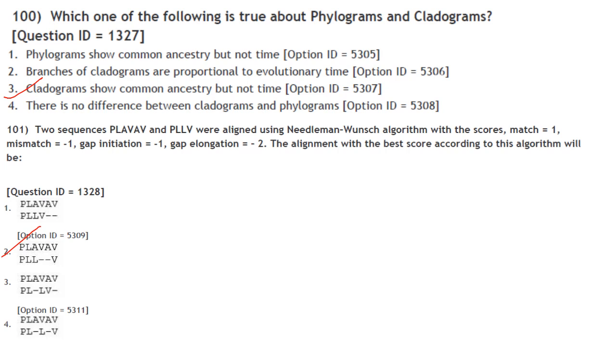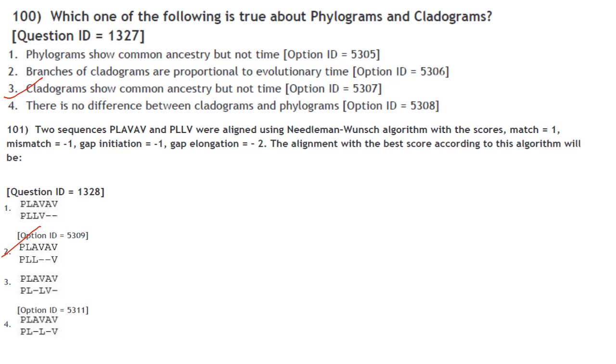Two sequences PLAVAV and PLLV are aligned using the Needleman-Wunsch algorithm with scores. Match is equal to 1, mismatch is -1, gap initiation is -1, and gap elongation is -2. The alignment with the best score according to this algorithm will be... So the answer here is option 2.